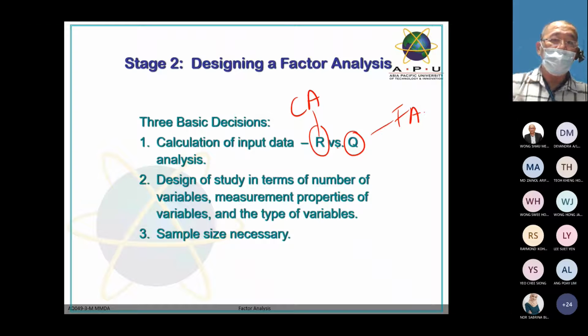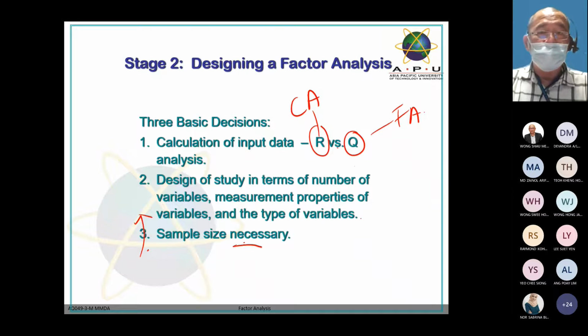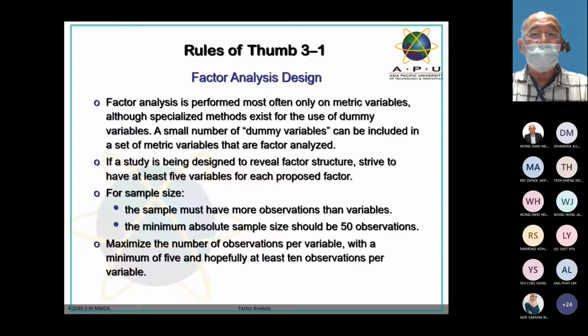That means determining the number of variables. Here it is also good to answer the question asked by a student just now. The measurement property, of course, is metric. And also the sample size. In general, more is better. Of course, we have a rule to follow.